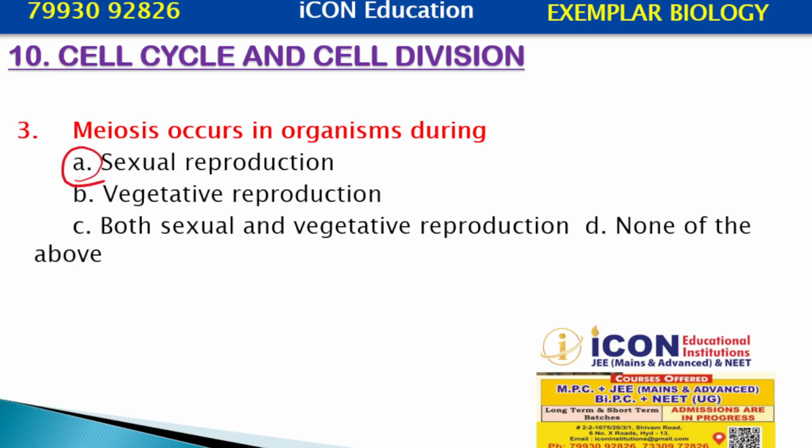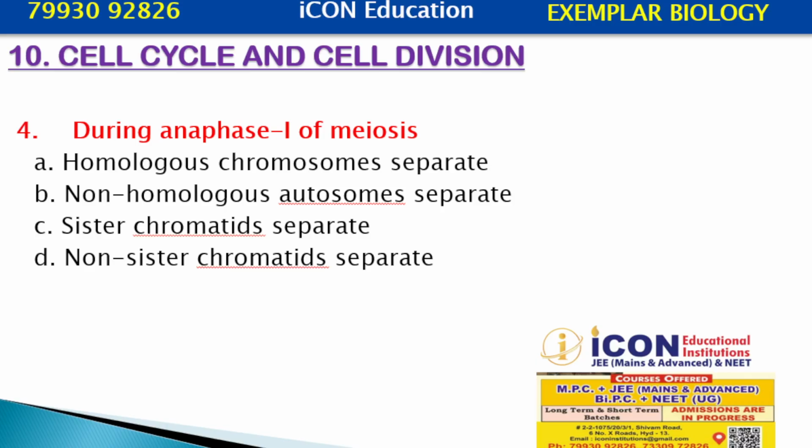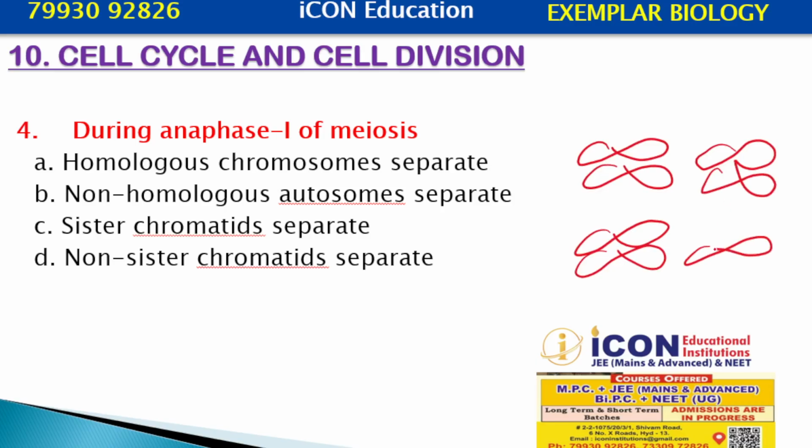Question number 4. During anaphase-I of meiosis, what is happening? Just now, as we have seen, during anaphase-I of meiosis, the homologous pair of chromosomes get separated. So that is there in option 1, homologous chromosomes separate.